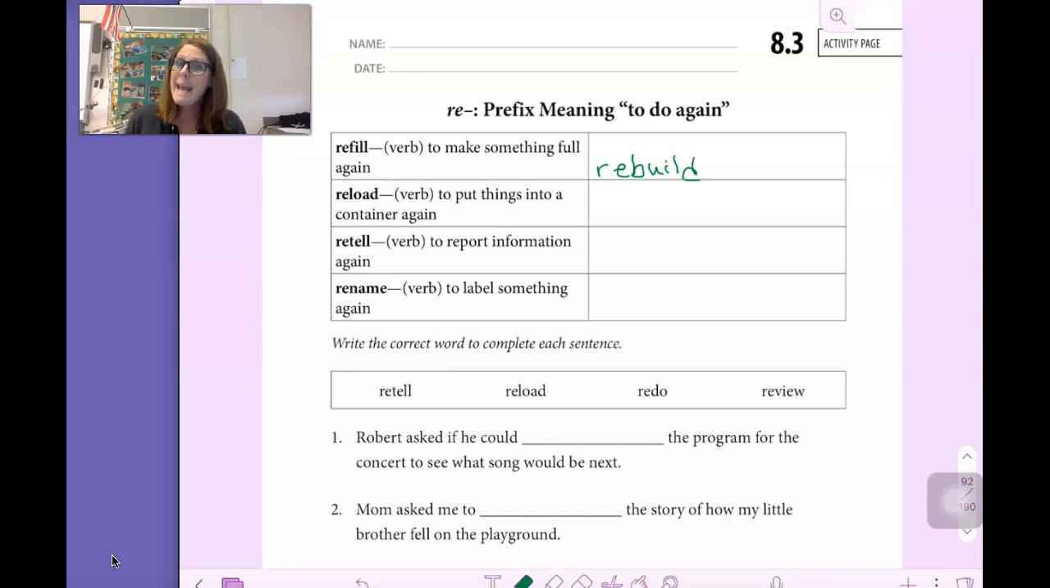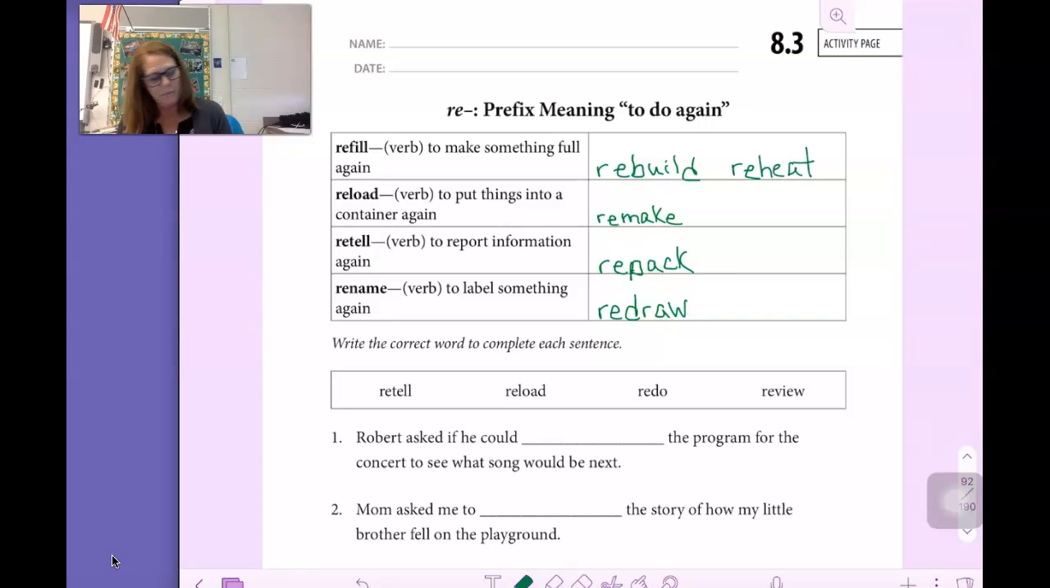How about make? If I make something, I could remake it, make it again. How about pack? If I'm packing for a trip, sometimes I have to repack if everything doesn't fit. How about draw? I can redraw something. Can you think of any other words? How about reheat? That was one that we talked about in the other presentation. And see if you can think of some others.